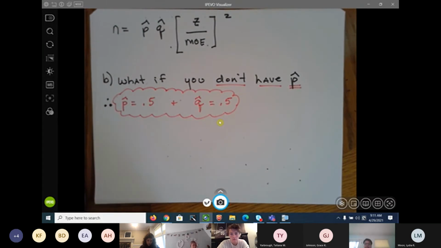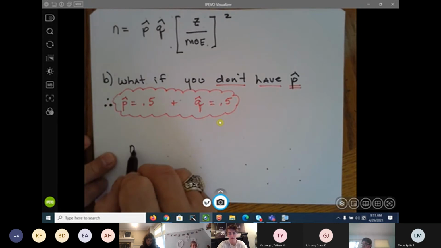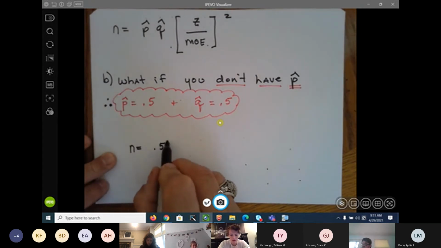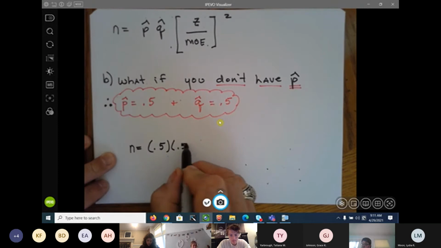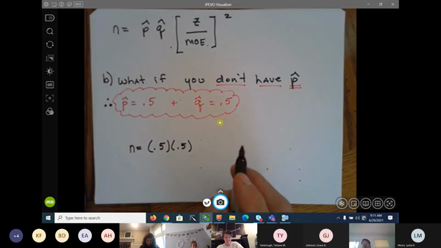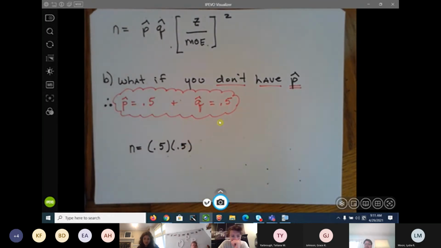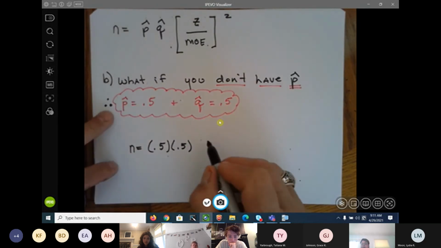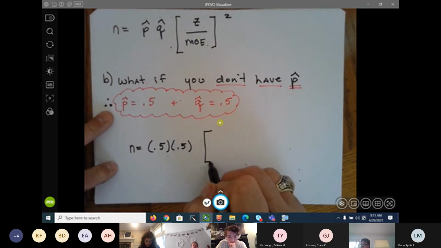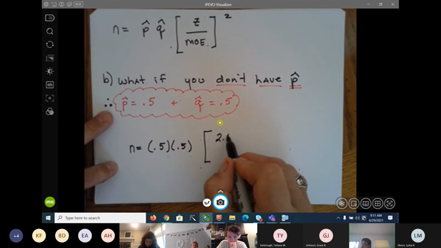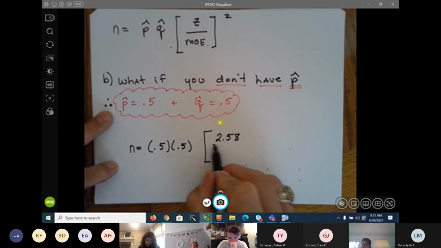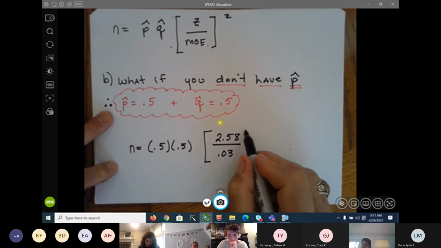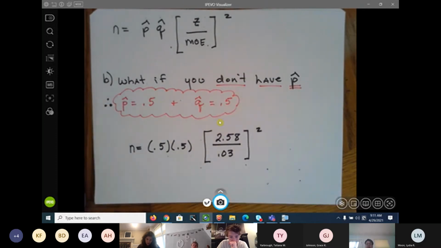So, therefore, N is equal to 0.5 times 0.5, which is 0.25. There are some books that will actually give you another formula that has 0.25 right here instead of just giving you this. I just give you this so you can remember just one formula. And that's going to be, what was it, 2.58 divided by 0.03 raised to the second power.